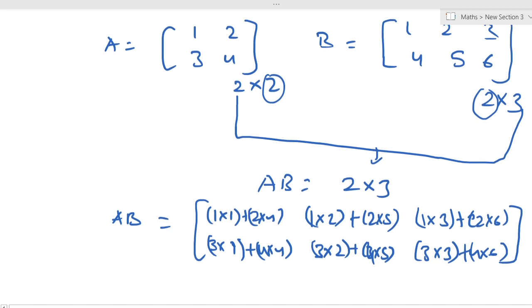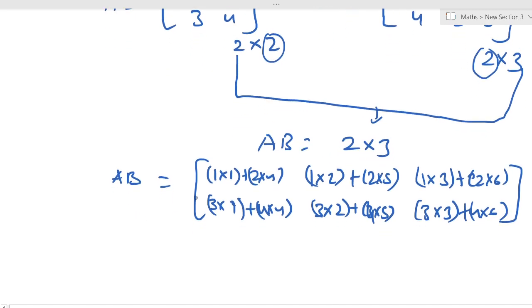Now we will find the answer. Simple. 1 into 1 is 1, plus 2 into 4 is 8, so 9. 1 into 2 is 2, plus 2 into 5 is 10, so 12. 1 into 3 is 3, plus 2 into 6 is 12, so 15. 3 into 1 is 3, plus 4 into 4 is 16, so 19. 3 into 2 is 6, plus 4 into 5 is 20, so 26. 3 into 3 is 9, plus 4 into 6 is 24, so 33.